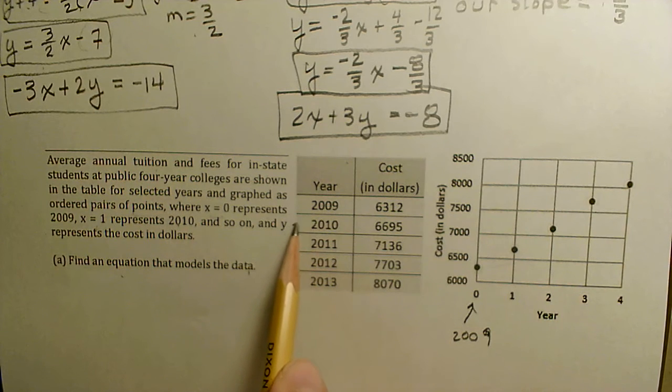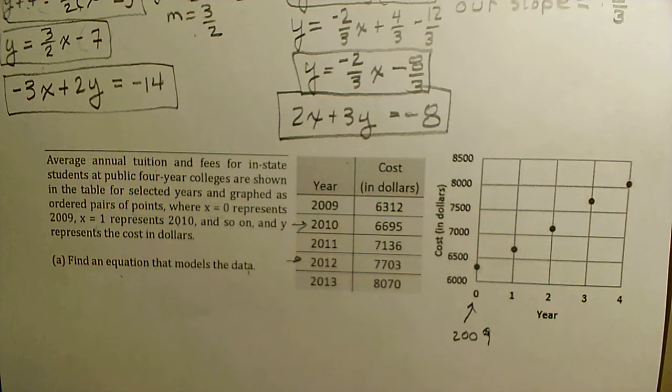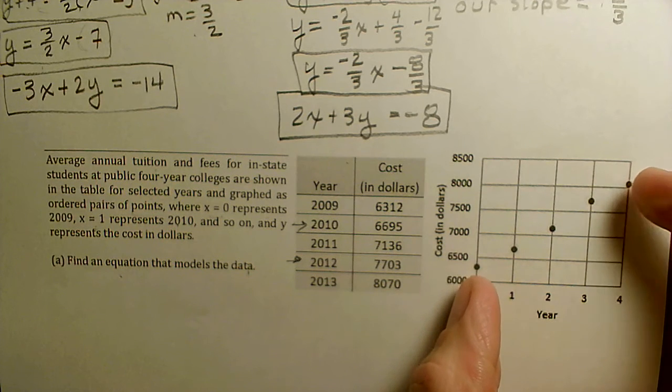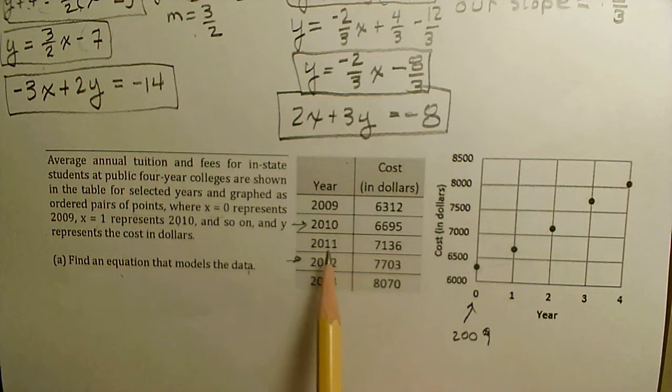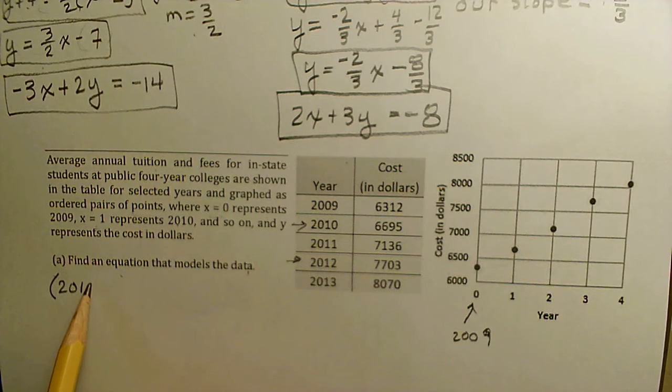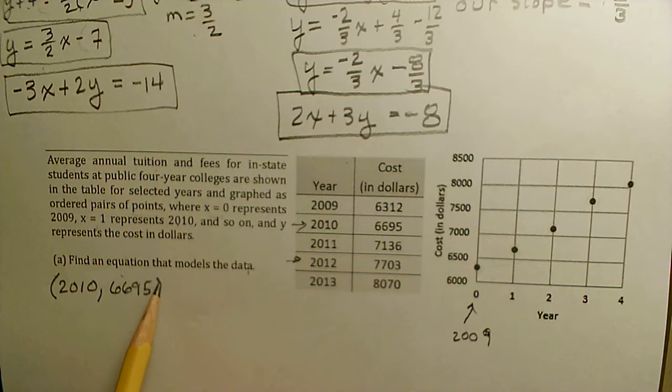I picked this point and this point, right? Those 2 sets of coordinates. You can really pick any pair you want. Sometimes we pick the outermost 2. So I just picked these 2 sets of data. So I'm using the point 2010, comma 6695, and 2012.